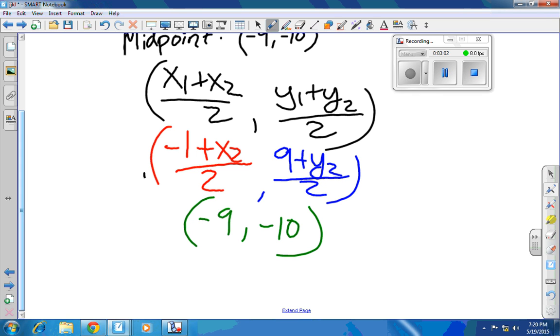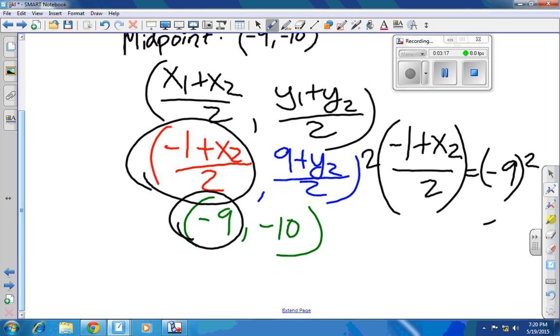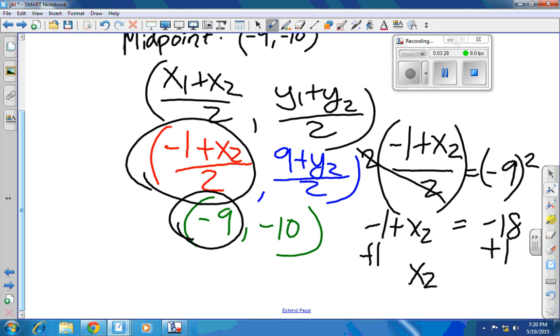Well, I know that the result of taking (negative 1 plus x sub 2) divided by 2 should give me negative 9, so I can set up my equation. (Negative 1 plus x sub 2) divided by 2 needs to equal negative 9. I multiply both sides by 2, and I get negative 18 is equal to negative 1 plus x sub 2. 2 divided by 2 is equal to 1. And then I add 1 to both sides, and I get x sub 2 is equal to negative 17. So I have the x value of my other endpoint.